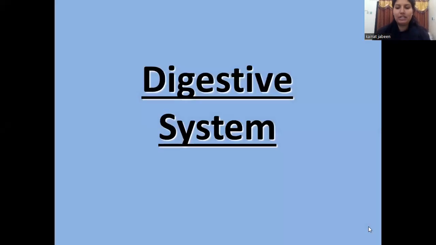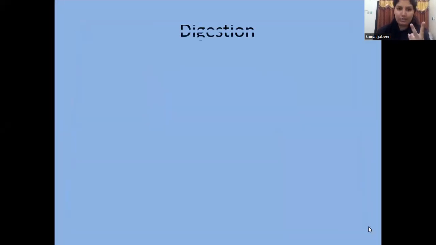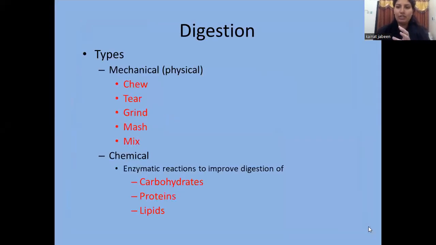First, we should know about the different types of digestion, how many types there are. Mainly, there are two types of digestion, mechanical and chemical. Mechanical digestion means physical digestion, like chewing. We are going to chew things, tear things, grind things, mash things, or mix things with chemicals or enzymes. That is all about mechanical digestion, or you can say physical digestion.